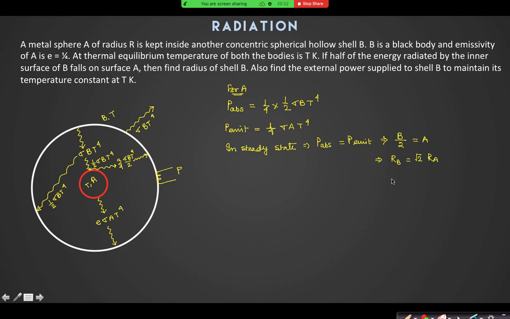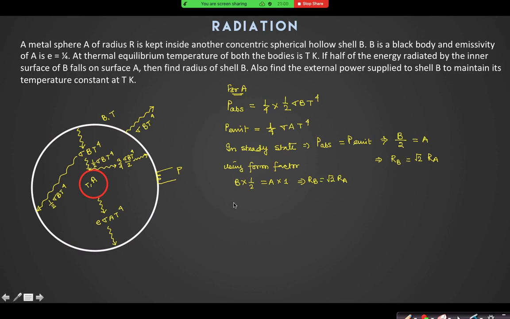Look, I could also solve the same thing by using form factor. What is the form factor for B to A? Half, right? Using form factor, I can also write that surface area of B into half is equal to surface area of A into 1. So there also you can directly find the radius of B is equal to root 2 times the radius of A.